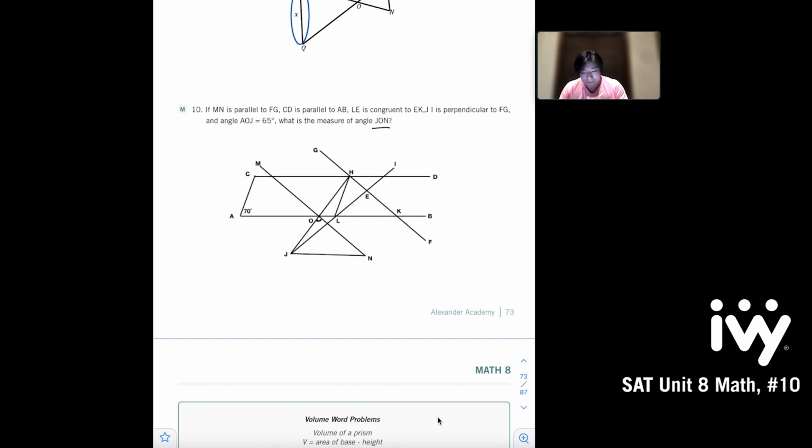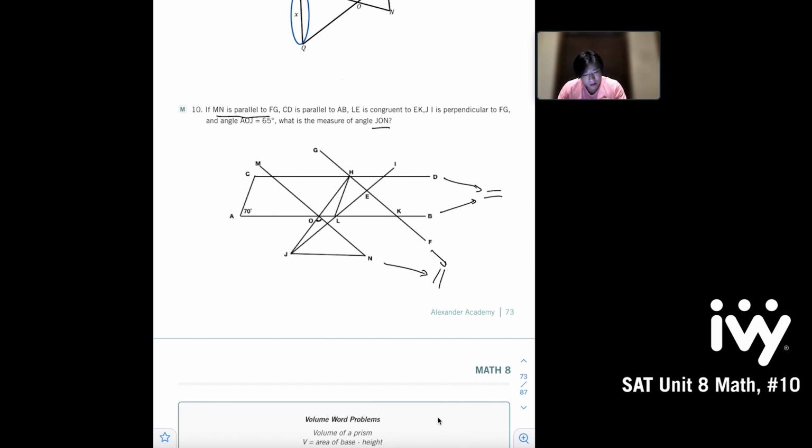Now, what do we have? MN is parallel to FG. That just means that these two are going to be parallel lines. So we know those two are parallel lines. We'll just label this like this. CD is parallel to AB, so we can just label these two as well as parallel.